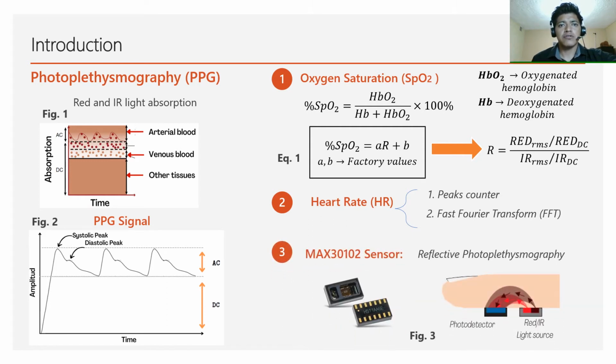MAX30102 is a sensor for reflective photoplethysmography, mainly used in wearable devices, whose performance can be affected by factors such as low blood perfusion or movement. So the objective of this research is to propose an optimized oximeter based on this sensor.